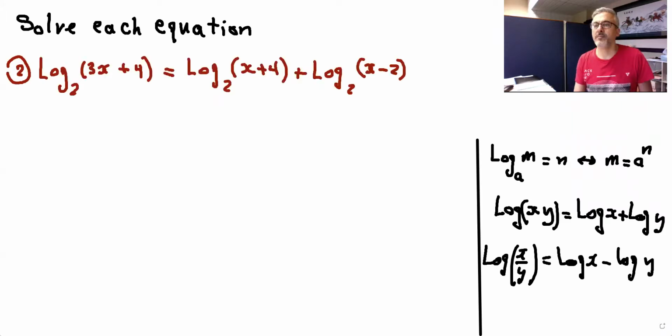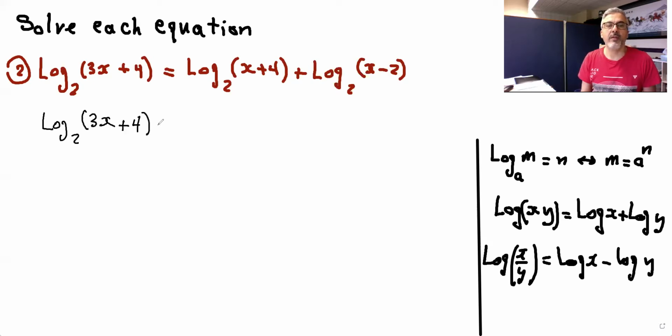Question 2. So to solve this one right here, I have to do the same thing. I have one log here on the left side, so that's fine. But here I have two logs. I have to make them into one log using the same rule that I used earlier. So I'm using this rule right here. So I end up with log 2, 3x plus 4 equals log base 2. And then I multiply these two, the x plus 4 and the x minus 2.